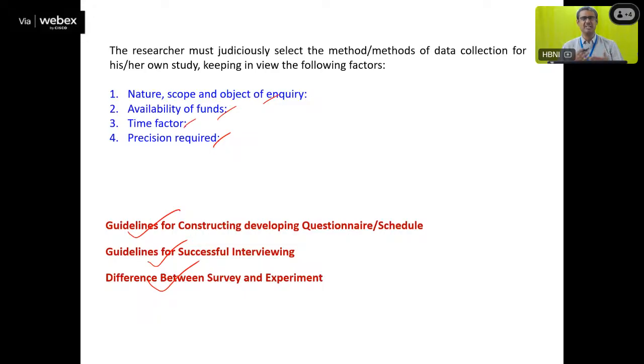You can understand these. The first is related to your study, so you cannot deviate too much. Fund availability: your design of data collection definitely depends upon the availability of funds. Time factor: you have to consider how much time it takes, because it cannot take too much time; your research has to be completed within the required time frame. Precision is also one of the important factors which will decide which type of data collection you will go into. And the guidelines we discussed were about construction of questionnaires, schedules, and the difference between survey and experiment. We discussed this in detail last day.